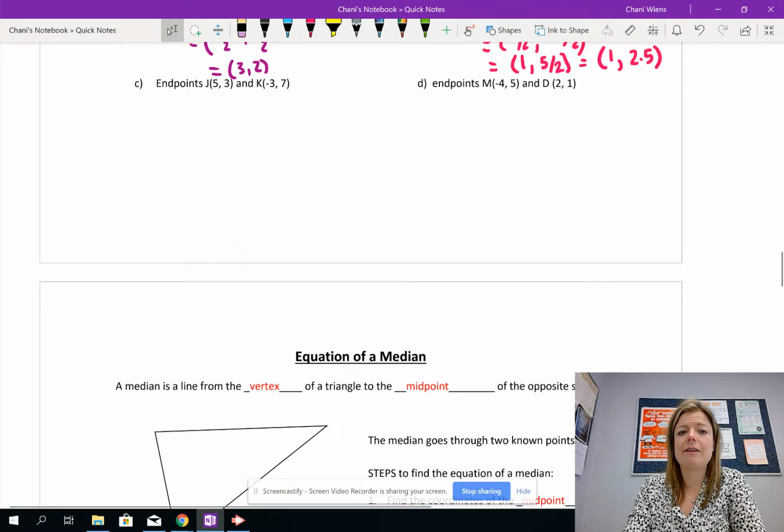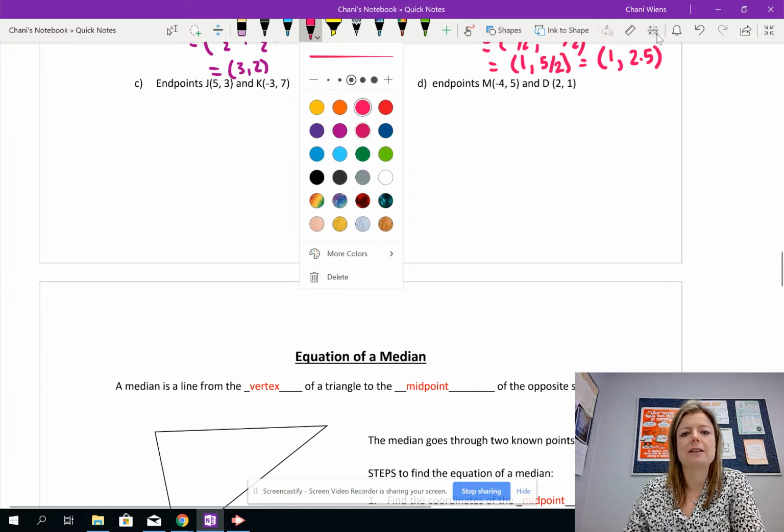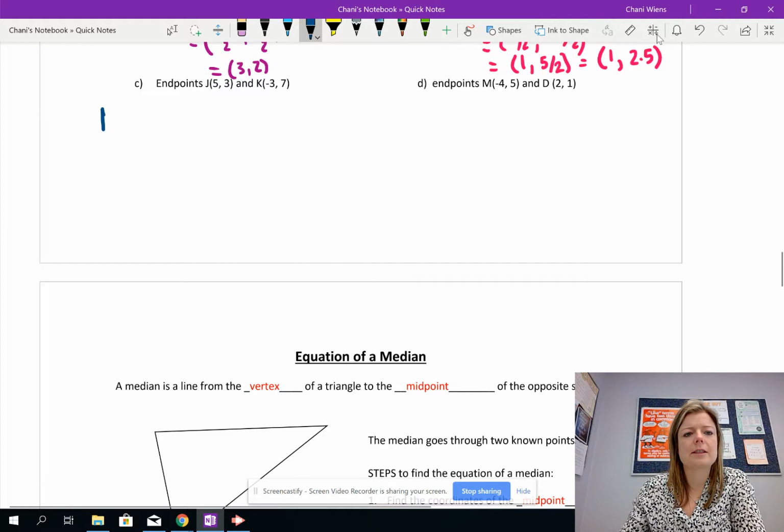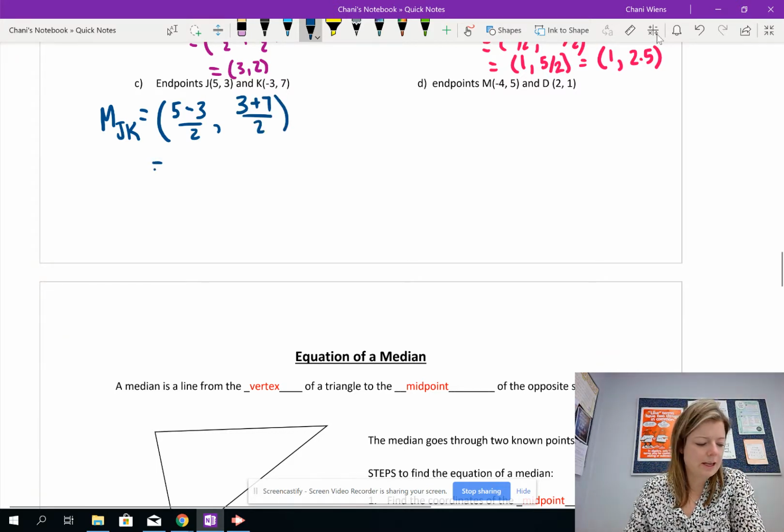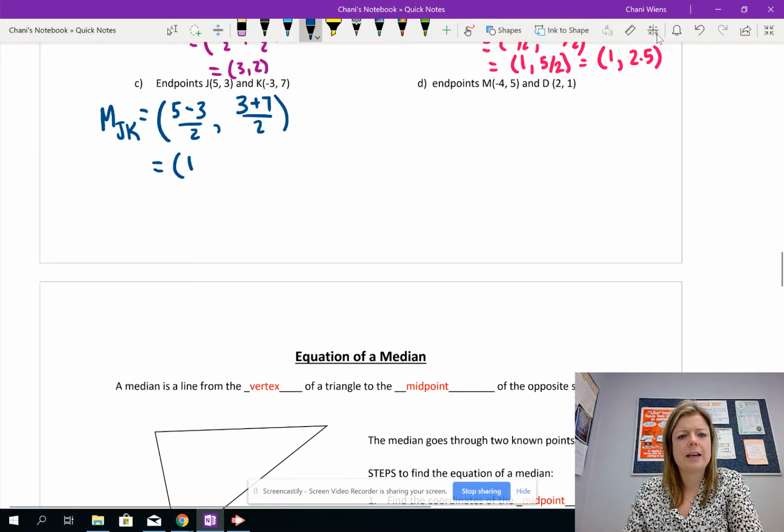Okay, so you don't need a diagram to do it. If you just have the coordinates, you can use your formula. Again, you're just finding the average, guys, okay? So the midpoint, in this case of JK, is take the x values, 5 plus -3 is just the same as 5 minus 3 over 2, and then average the y values. Okay, so you get 2 over 2, which is 1, and 10 over 2, which is 5.